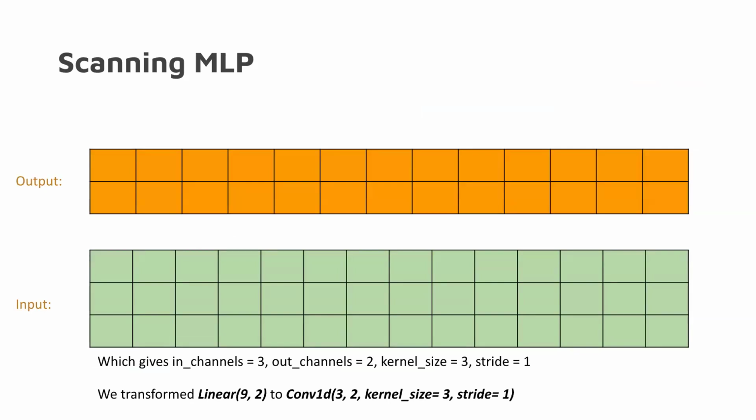So you can see that you have 3 input channels, which are 3 rows in the input. And that is converted into an output channel of 2. And then you have a kernel size of 3. And then we moved it across by each column. That would make it a stride of 1. So in order to convert this linear layer from a 9 input, because we took 3 rows and 3 columns at a time, to a 2 output, you would actually give the input channel as 3, the output channel as 2, the kernel size of 3, and the stride of 1.